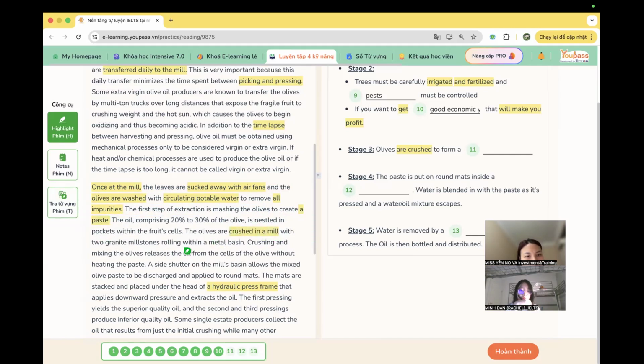You crush it in the mill, and slowly release the oil from the cells without heating the base. And you got the olive paste after you crush it. So to create a paste. Mashing the olives to create a paste. So 11 will be paste.